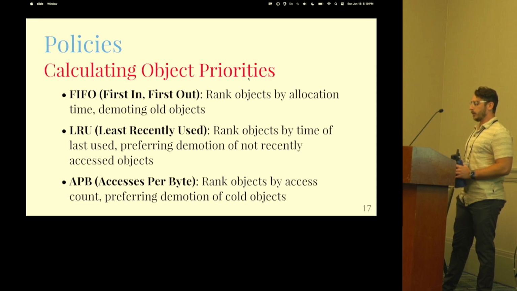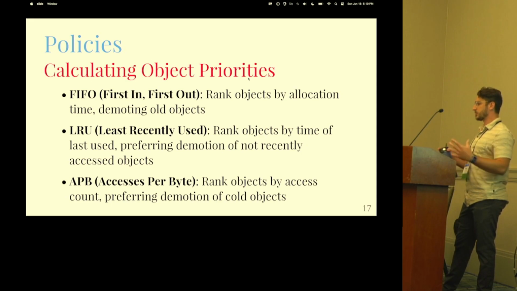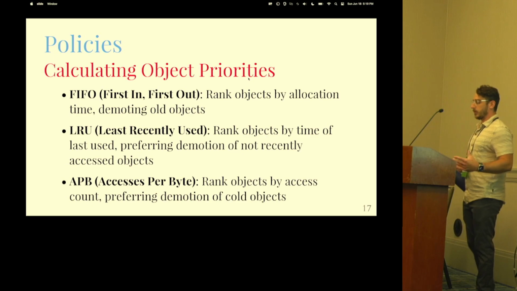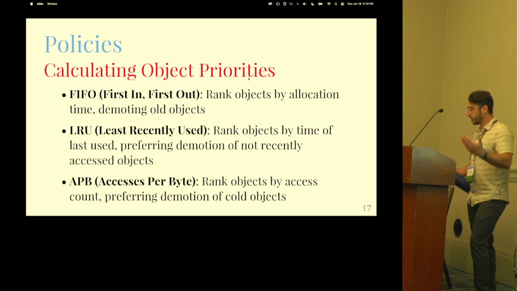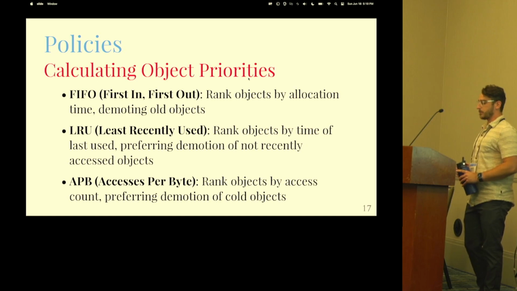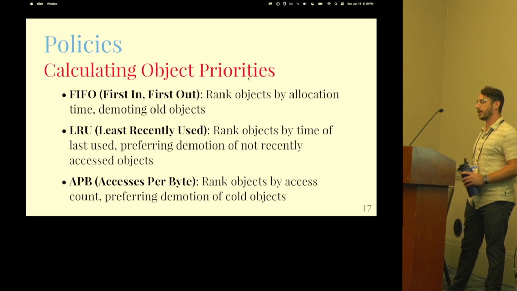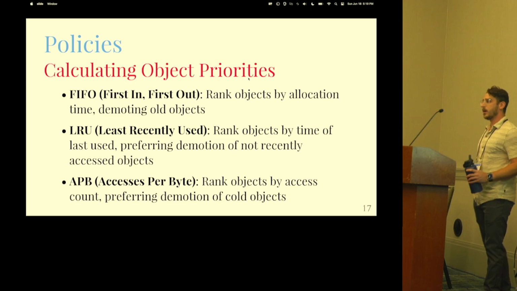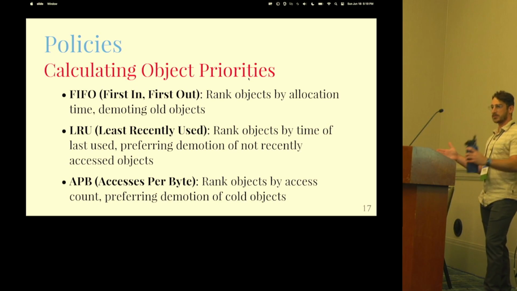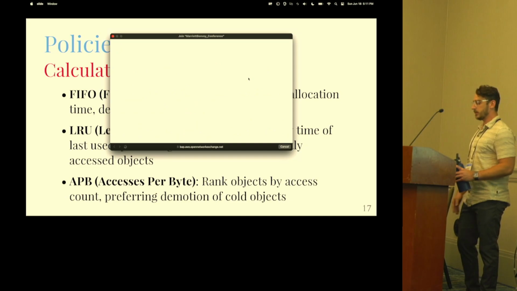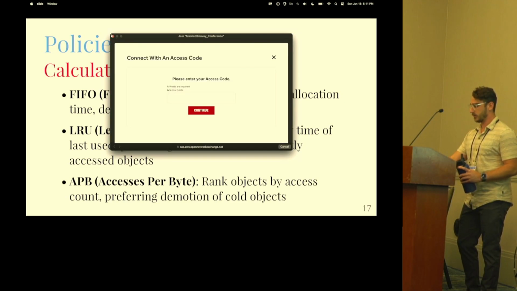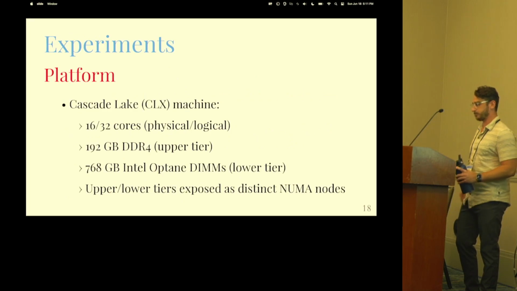LRU was our second one, and that just looks at when these objects are actually being accessed. So recently accessed objects should be preferred for the upper tier and vice versa. And the final one is accesses per byte, and this is basically just a hotness scale. We're looking at how many accesses we're getting for the size of this object, and that's going to be indicative of how hot it is.